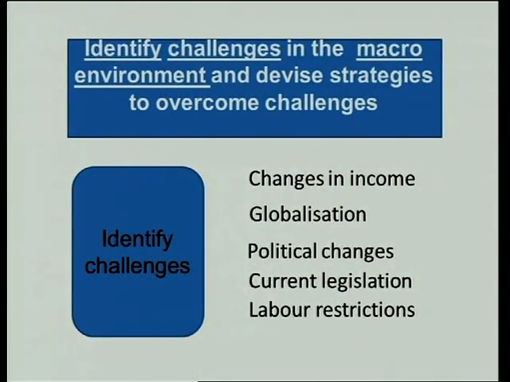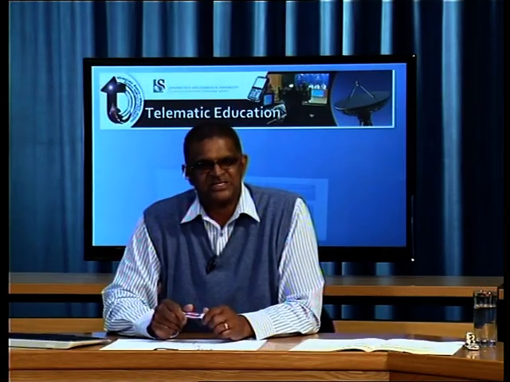Political changes, okay, that's quite easy. That would be a political environment. And then current legislation could be another challenge. We know that the government is responsible for policy and for laws and regulations, and sometimes these laws and regulations don't fit in with what our business would like to achieve. So we need to keep that in mind.